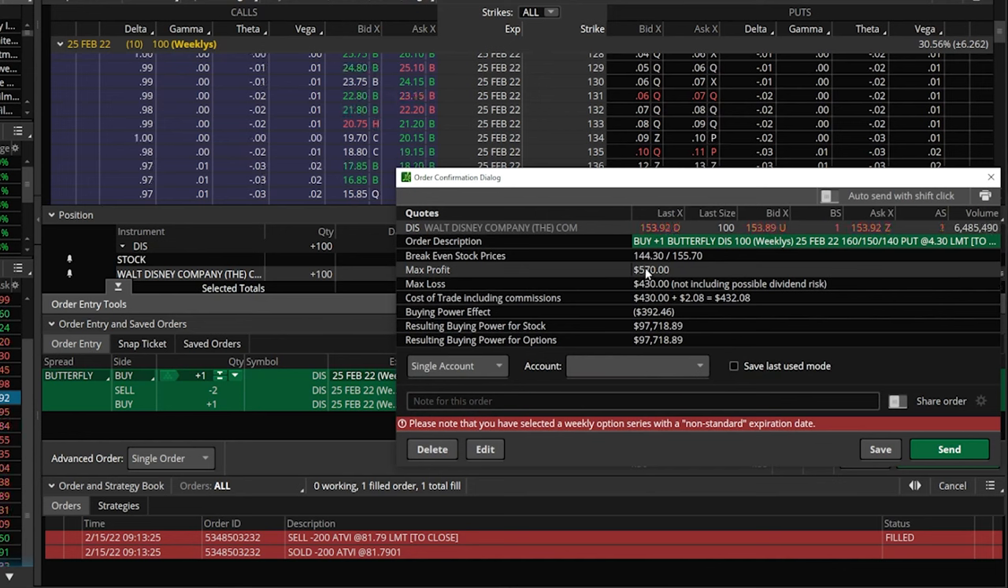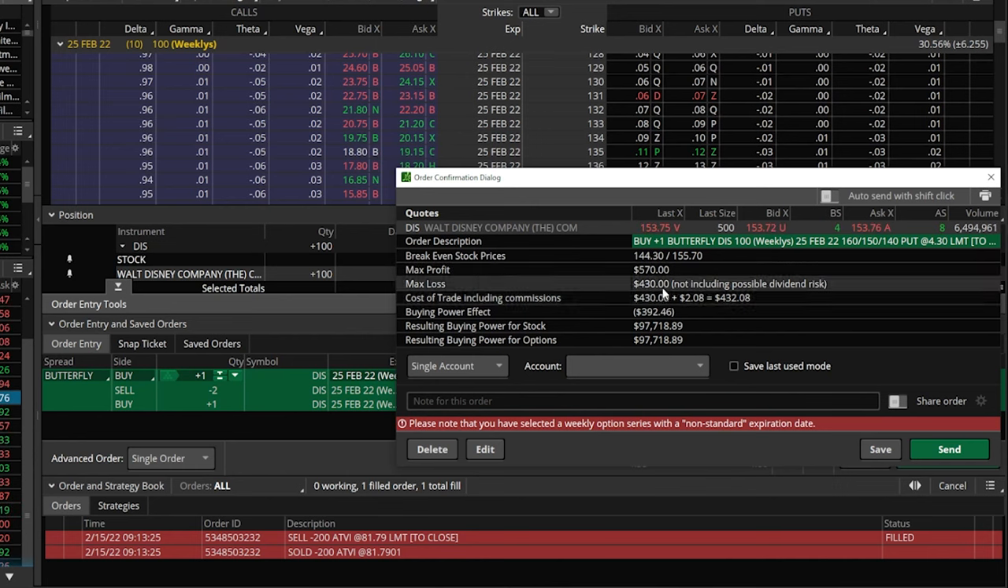I've also increased the probabilities on this trade because obviously it's a lot more likely that Disney will be between 140 and 160 than it is that it'll be between 152.5 and 147.5, I believe is what we had before. But again, we can see right here, my max profit 570, my max loss 430, and if I actually wanted to submit this, we would simply hit send down here below. So I think you guys get the idea, placing them in here is pretty straightforward.